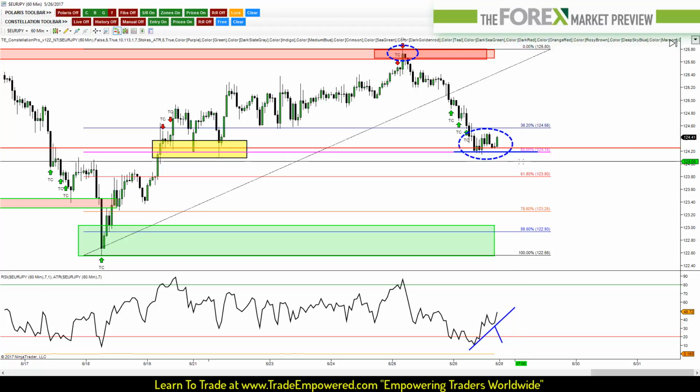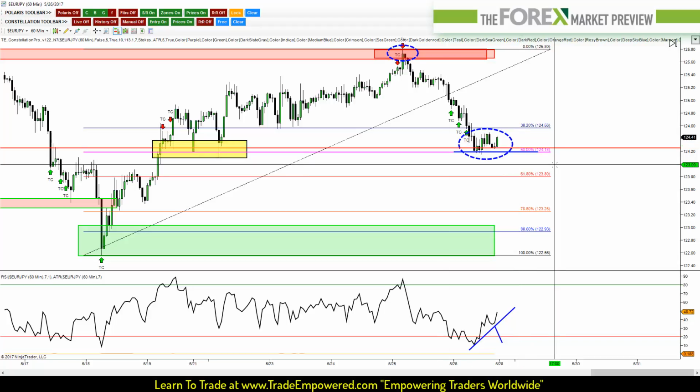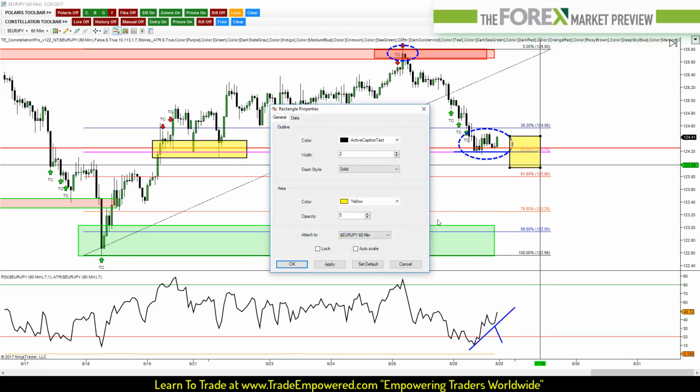So it would actually be a pretty, if you can find a reason for entry here, it would be a pretty low risk opportunity. You're looking at, let's say, stops below this level right here.